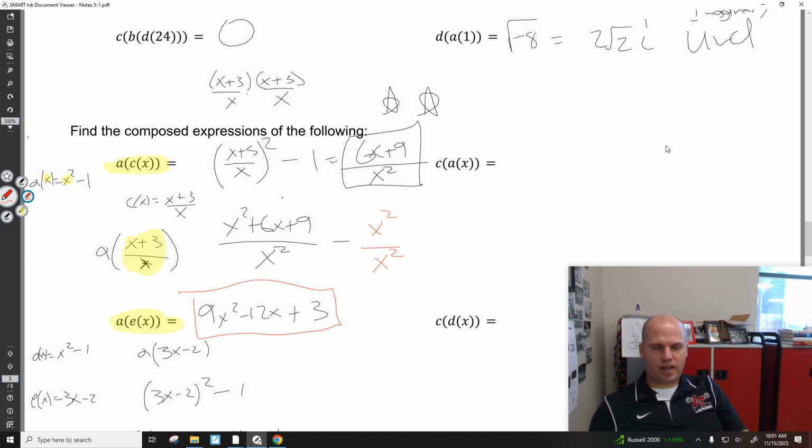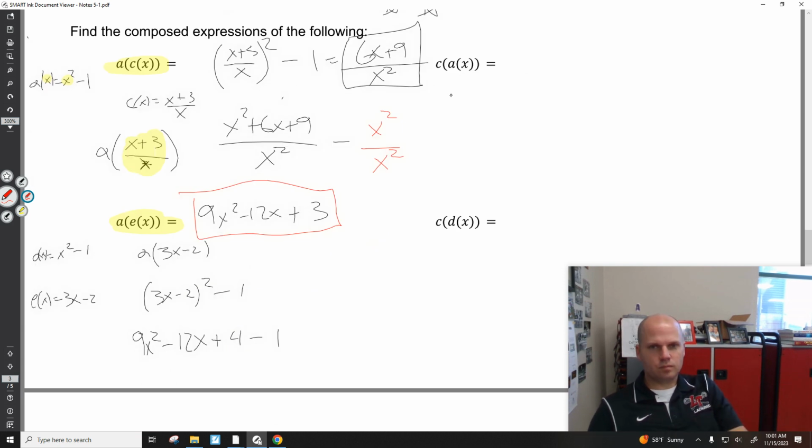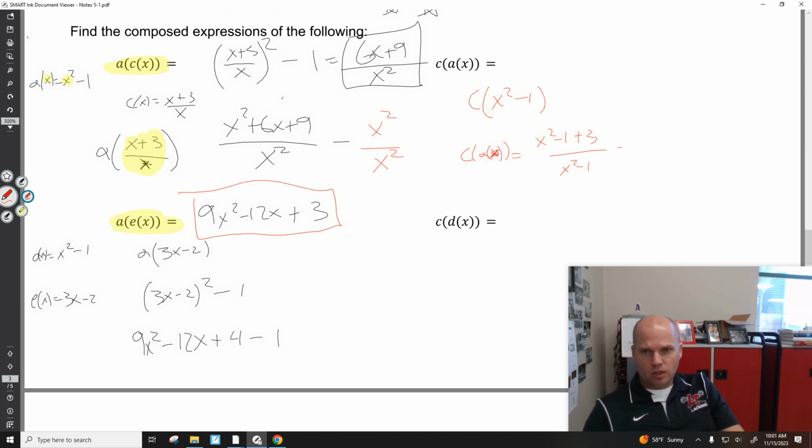A of x plugged into c of x. C of x is x plus 3 over x. A of x is that. So wherever I see x, I will replace it with x squared minus 1, giving me x squared minus 1 plus 3 over x squared minus 1. This becomes x squared plus 2 over x squared minus 1. You could factor if you wanted to, but you can't factor the top, so we're good with this.